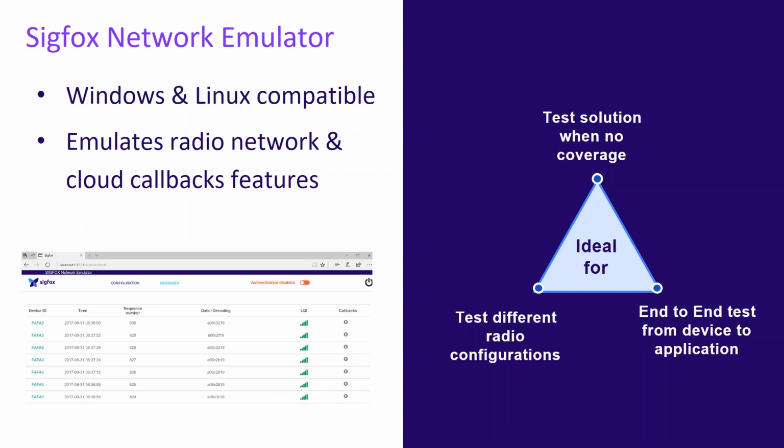So the Sigfox Network Emulator is good for different use cases. The first one that is interesting for the SDR dongle is when you want to test your solution where you don't have any coverage. At the moment, Sigfox is present in 45 countries, and we are rolling out the network, and the goal is to get into 60 countries by the end of the year. But if you don't have any coverage in your area, but you want to develop a Sigfox IoT solution, the SNE is a perfect tool to start testing your application.